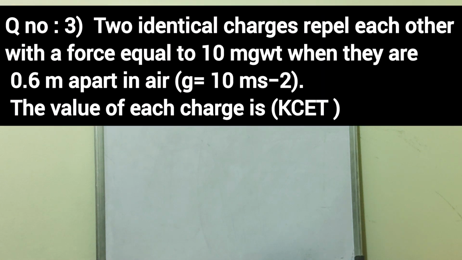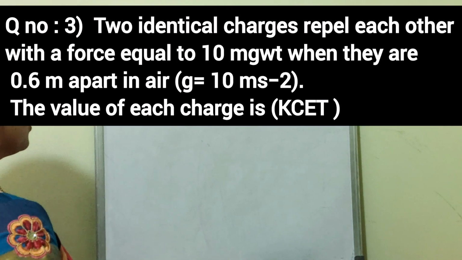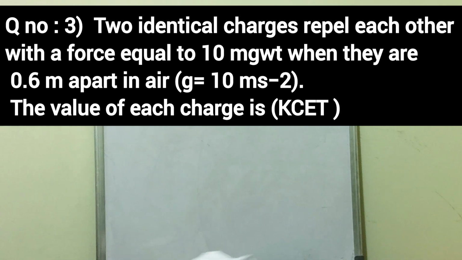Okay, students, let us move to the third question based on Coulomb's law. The question is like this. Two identical charges repel each other with a force equal to 10 milligram weight when they are 0.6 meter apart in air. The value of g is given as 10 meter per second square. What is the value of each charge? As I mentioned here, they have given the force and the distance between the two charges.